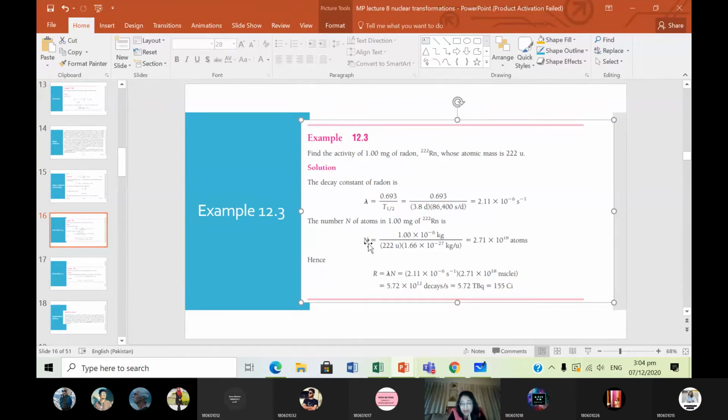So now we have N, we have lambda. Can we find the activity? Yes, we can. We just multiply those two numbers together. We get this much. This is in terms of atoms or nuclei. We multiply these two together, and we get this number of nuclei decaying per second. This number of nuclei per second means this number of decays per second.